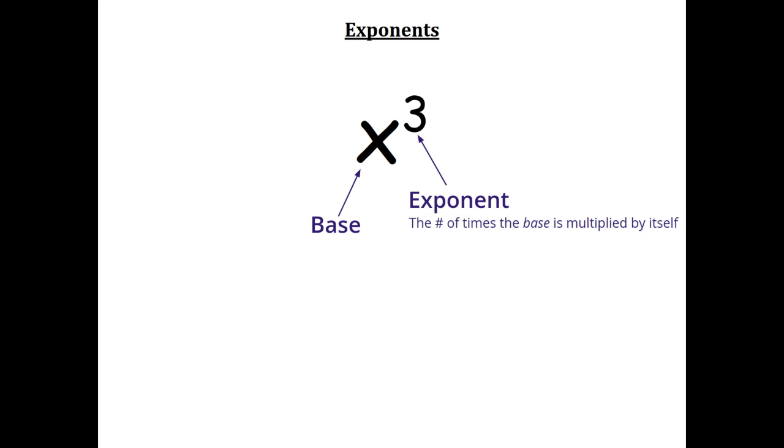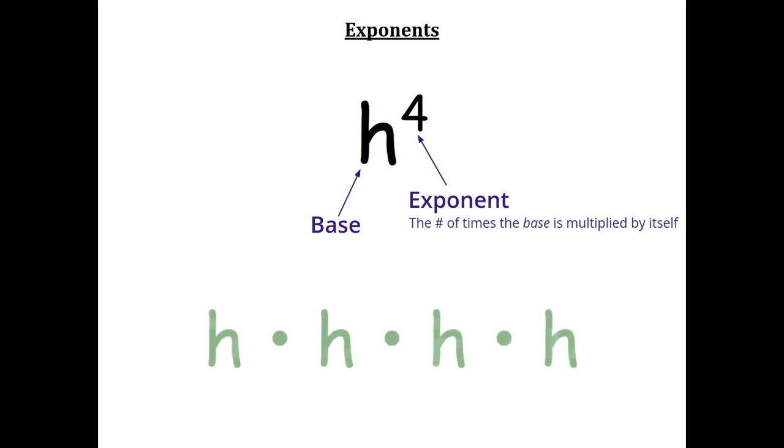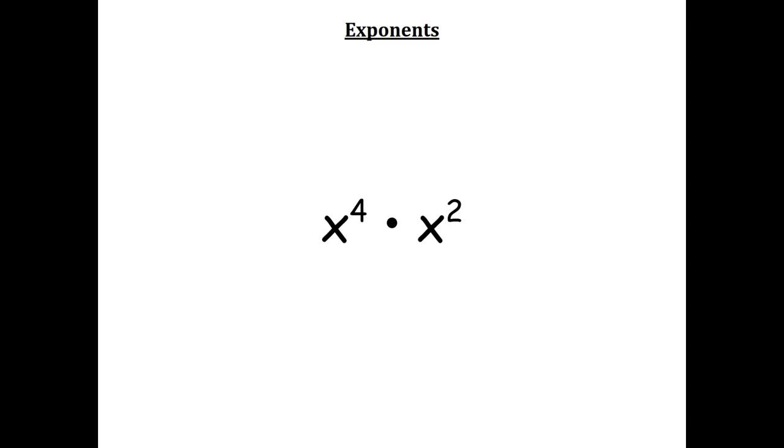X to the third, again, means the base times itself 3 times. So x to the third is x times x times x. Y to the sixth means y times y times y times y times y times y, 6 times. H to the fourth means h times itself 4 times: h times h times h times h. And p to the third means p times itself 3 times. Now over here in this example, we have x to the fourth times x squared.